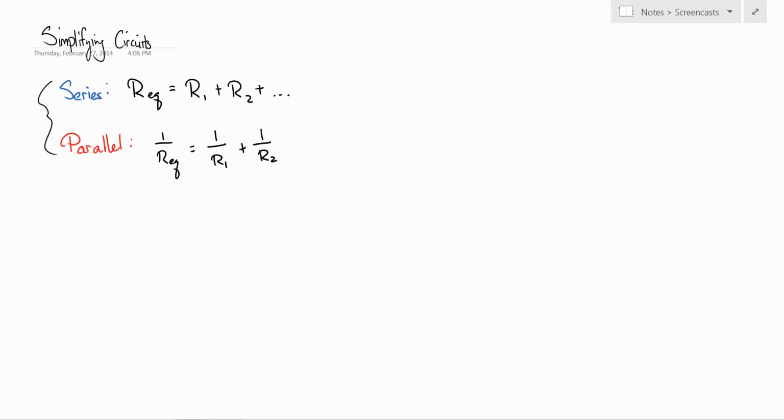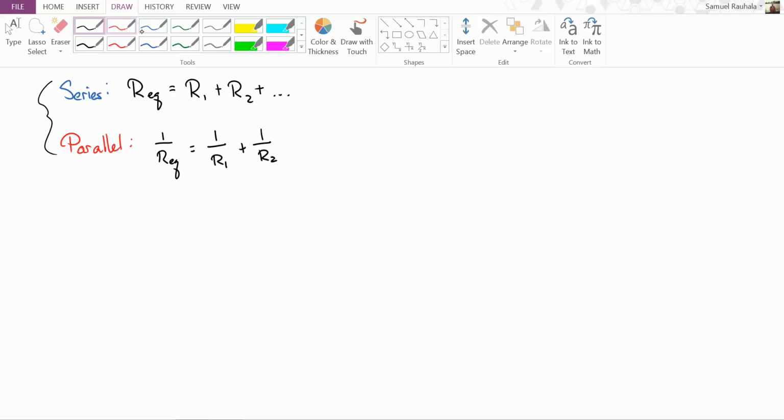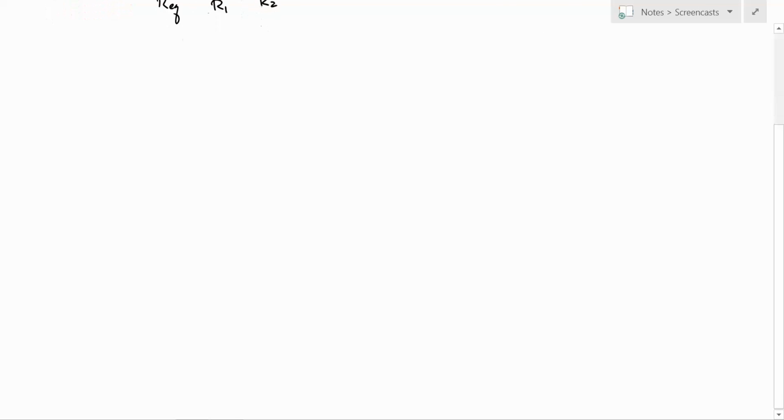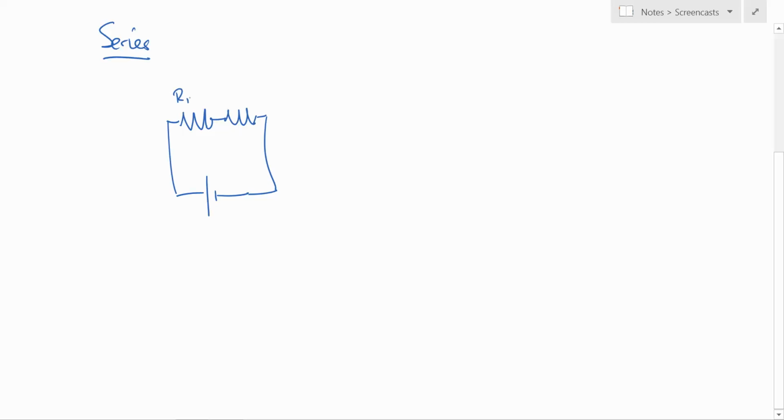So let's start with the series case. Not the serious case, that's something totally different. So if I have a series circuit, this means that I have resistors in sequence one after the other. So I have some R1, some R2, and I have some battery supplying a voltage V0.